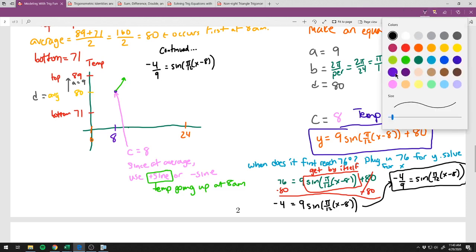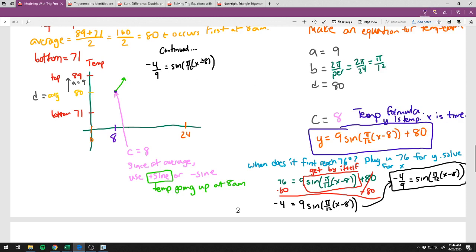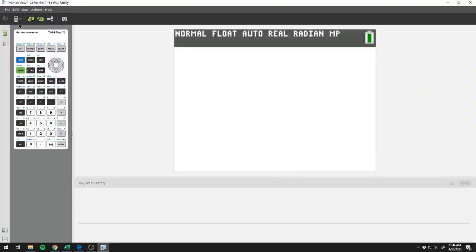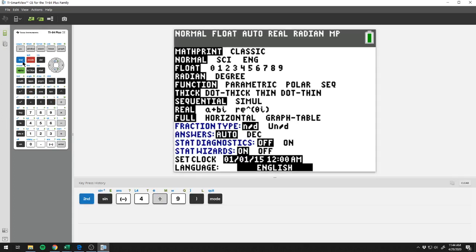Now just think about what we did last section. Once we got the sine part by itself, we did the sine inverse to get it to go away. So we're now going to do sine inverse of each side. And we get sine inverse of -4 over 9 equals the inside. And go ahead and type that in our calculator. What is sine inverse of -4 over 9? All right, make sure you're in radian mode, which I am.